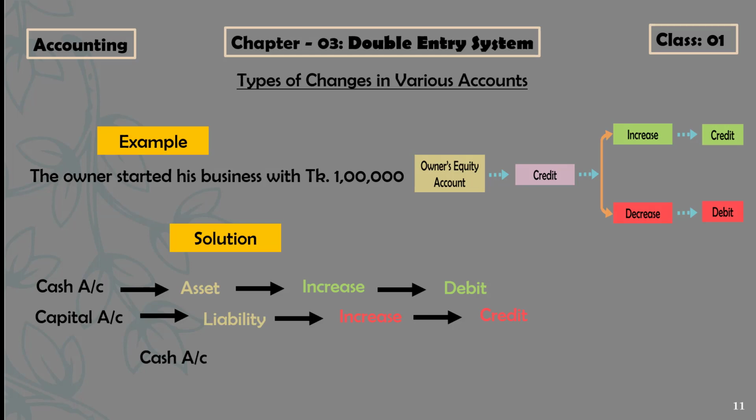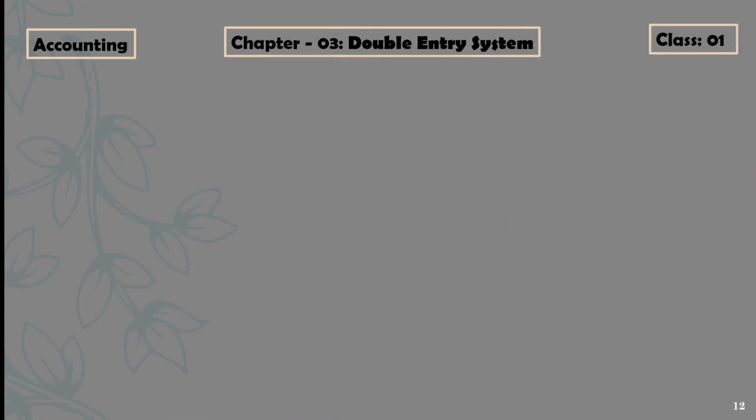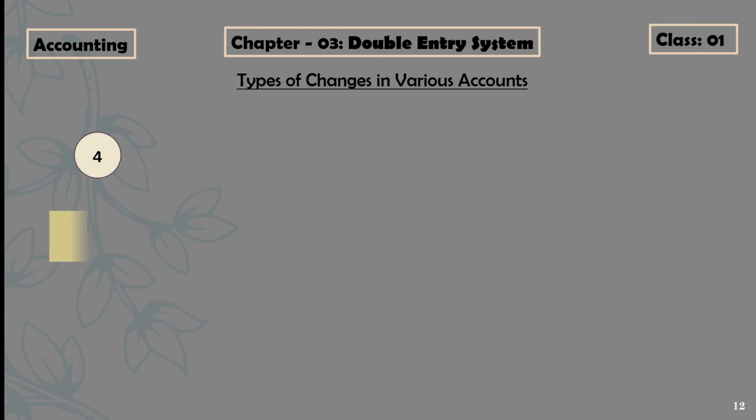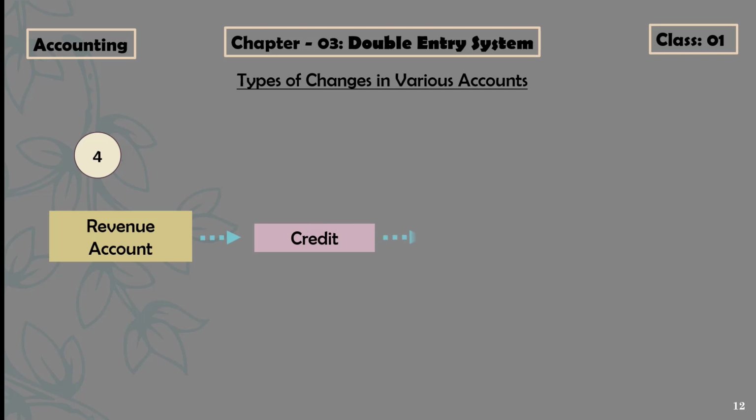All right. So finally we got our result, that is cash account debit and capital account credit. So far we are done with 3 changes in accounts. Now we will see the 4th one. The 4th one is revenue account, and usually it is a credit account. It can also change by either increasing or decreasing.